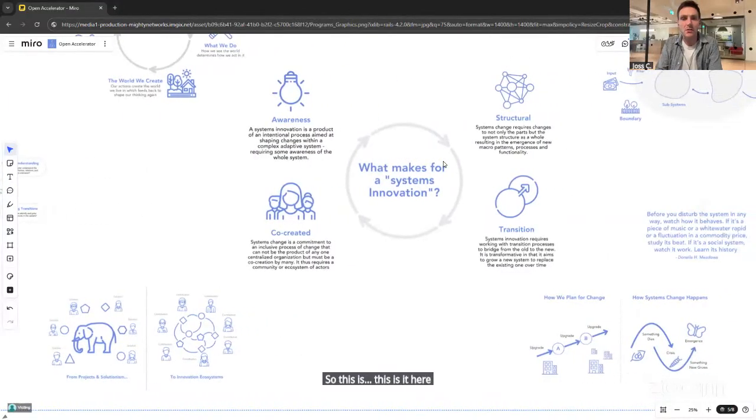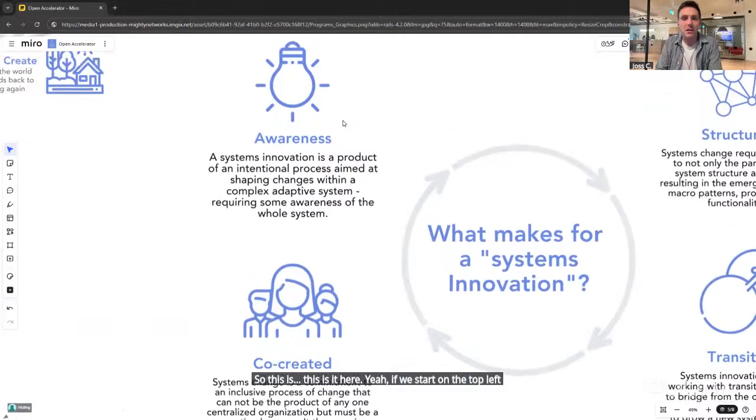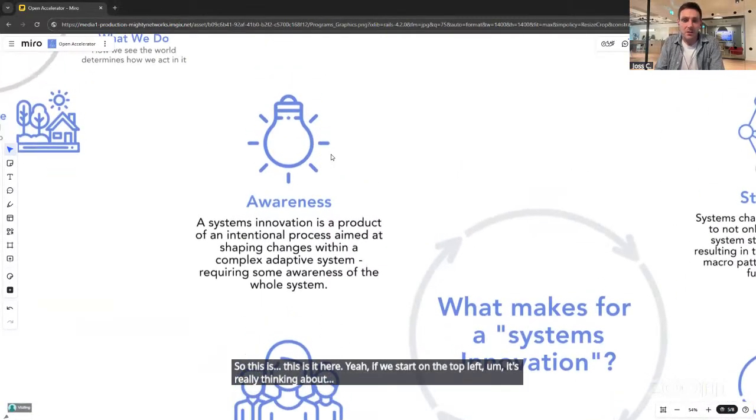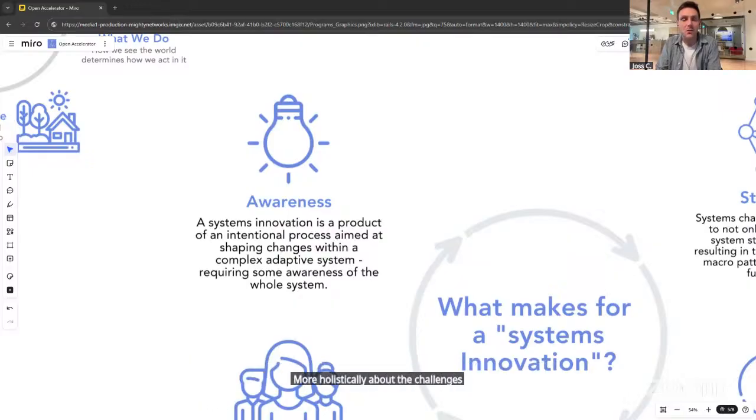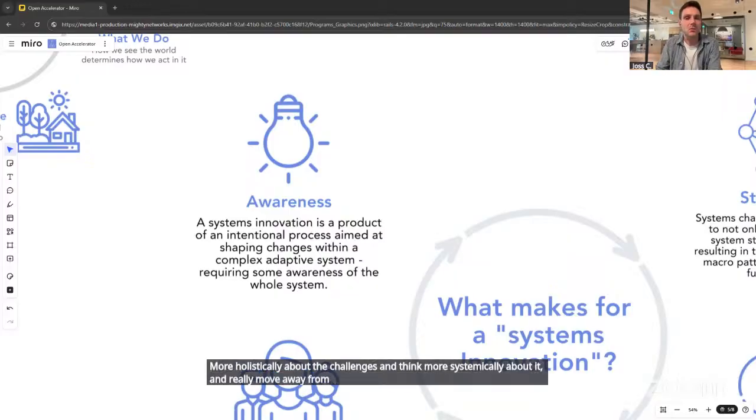If we start on the top left, it's really thinking about a different kind of awareness, right? An awareness of complex systems. Systems innovation is a product of an intentional process aimed at shaping changes within a complex adaptive system. This requires some awareness of the whole system. So we do have to do some work to encourage people to think more broadly, more holistically, and more systemically about the challenges, and really move away from linear thinking, as we talked about.